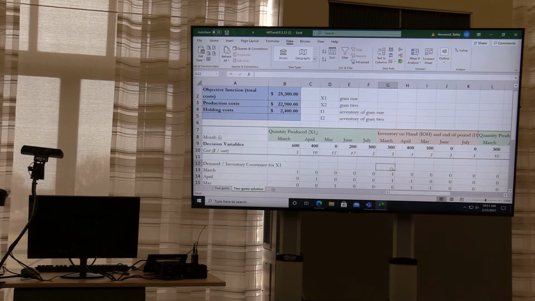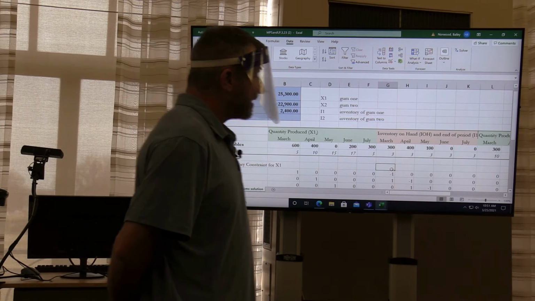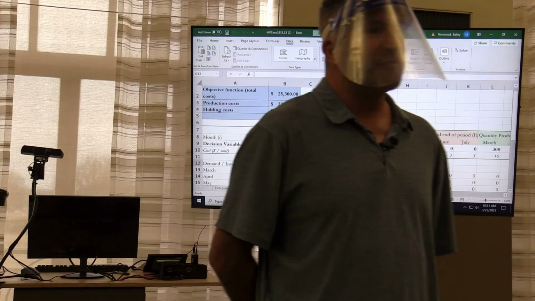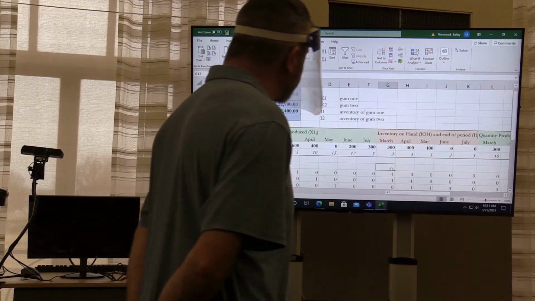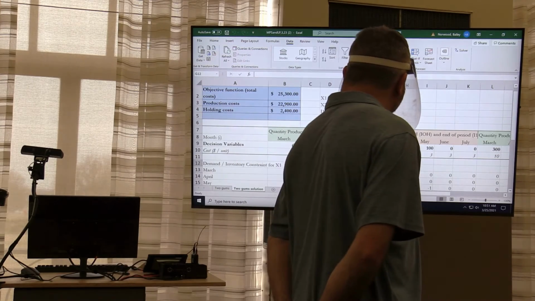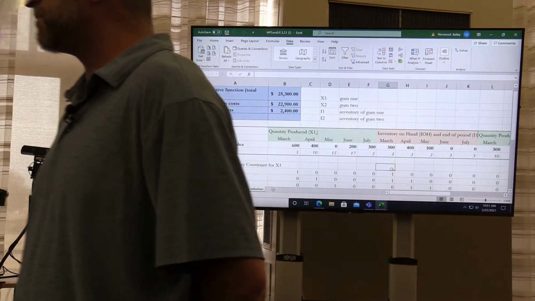And so, you know what it's telling us there is we want to produce most of our good one early on. Everything of gum one we need for May, we're going to produce early in March and April, because in May we're going to be producing only gum 2. And we're doing that because there's smaller production costs for gum 1 in March and April.